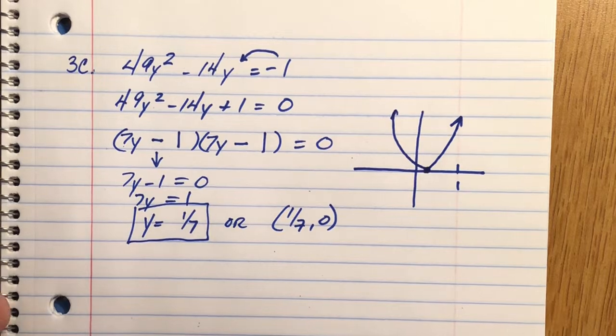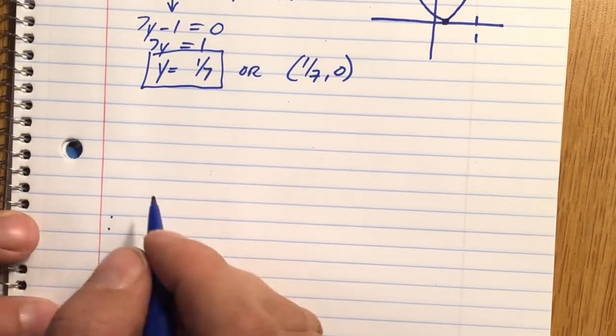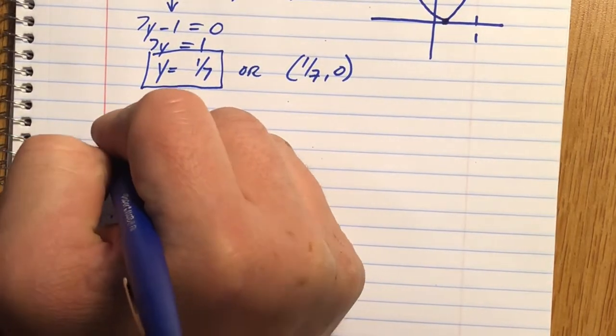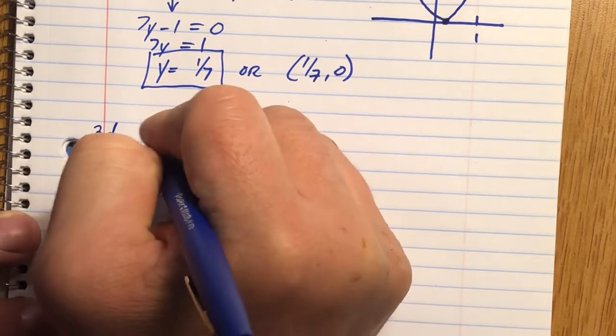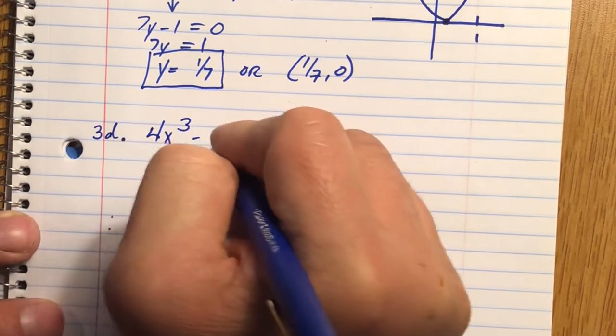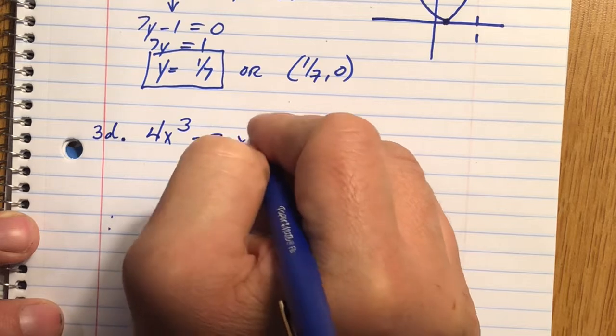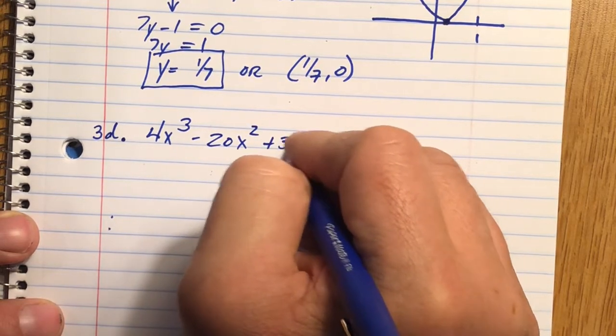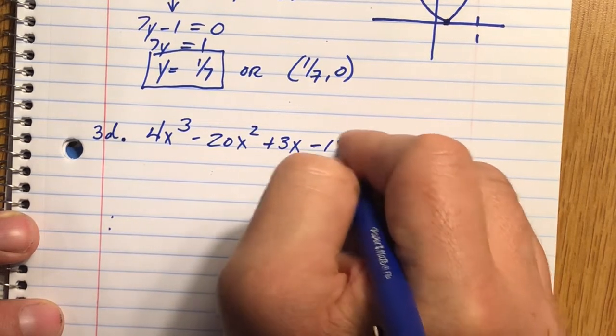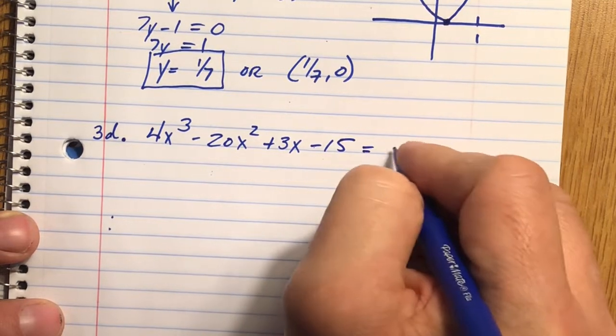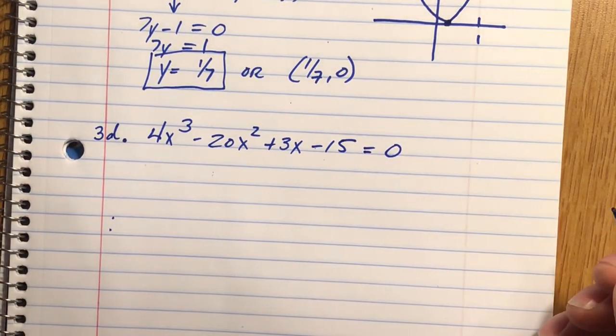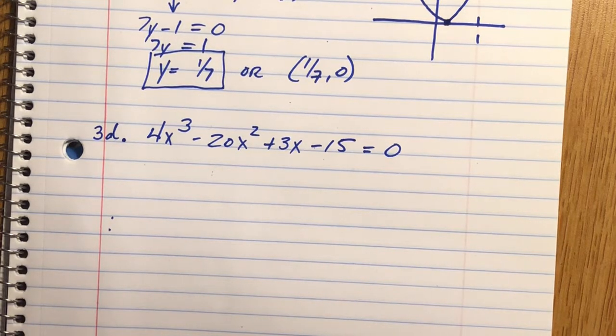All right. Let's look at 3D. I've got 4x cubed minus 20x squared plus 3x minus 15 equals 0.